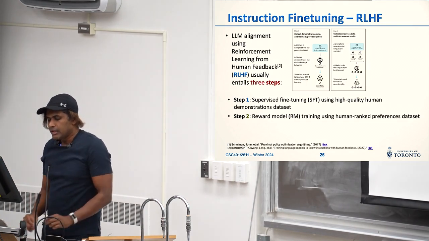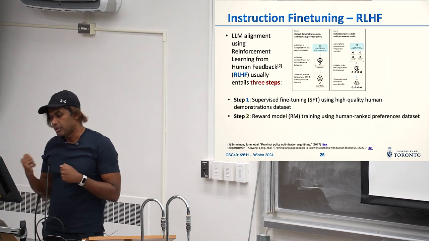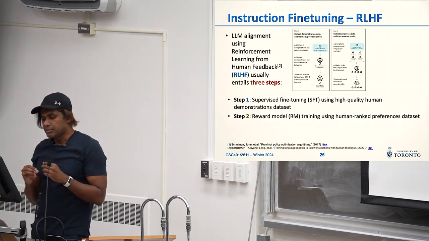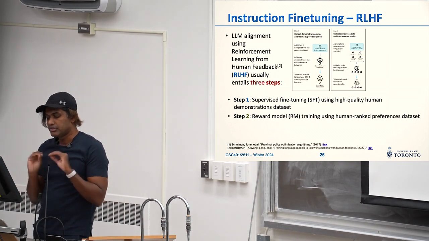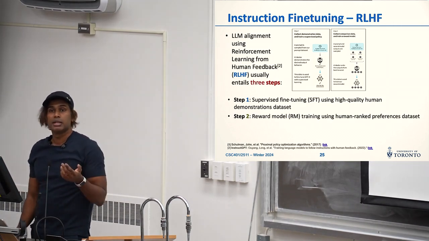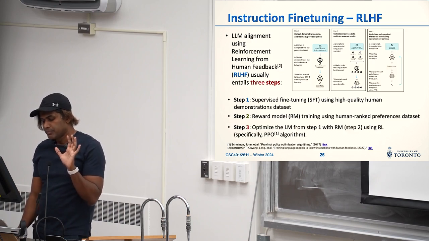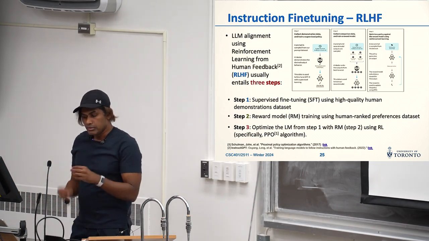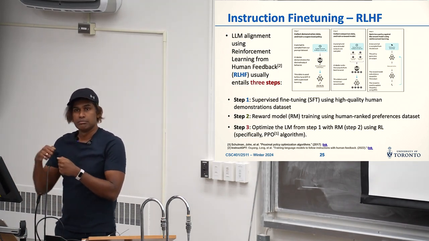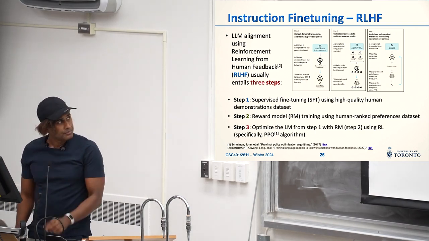Now, the second step is we train a reward model using a human-ranked preferences data set. We do preference sampling, and we'll get into the details of this, but the second step is simply to train the reward model that we talked about that mimics the human. And if we have that, in step 3 we optimize the model from step 1 using the reward model from step 2 with reinforcement learning. So 3 simple steps.